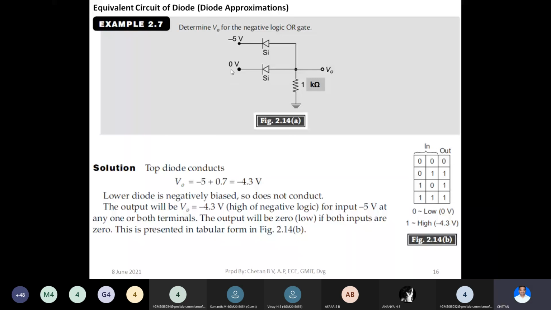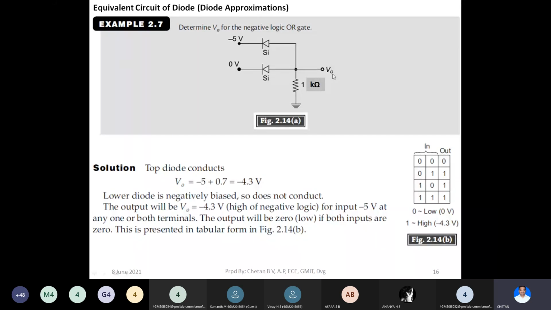At the output we have V naught, so this would be the output of your OR gate circuit, and we have a resistance of 1 kilo ohm here. Whatever voltage drop occurs across this resistance would be considered as your V naught, or output value, of your OR gate, right?